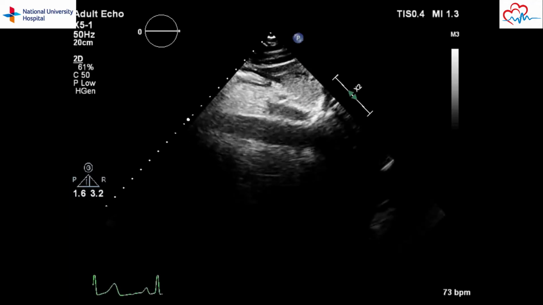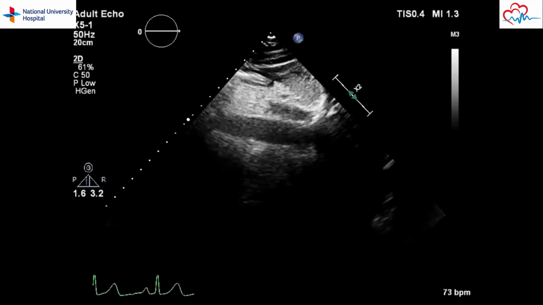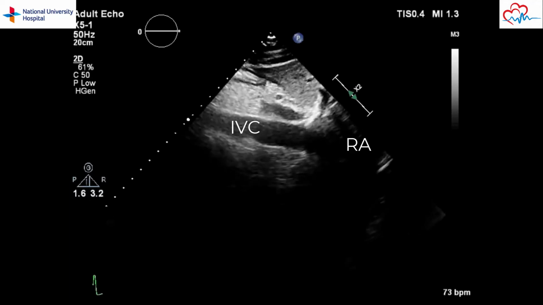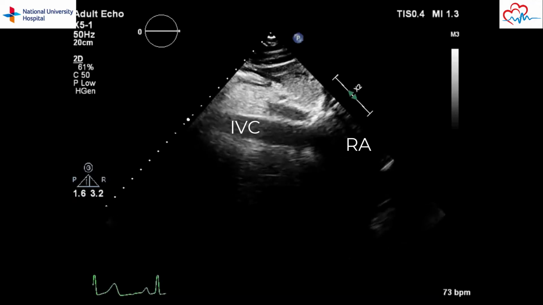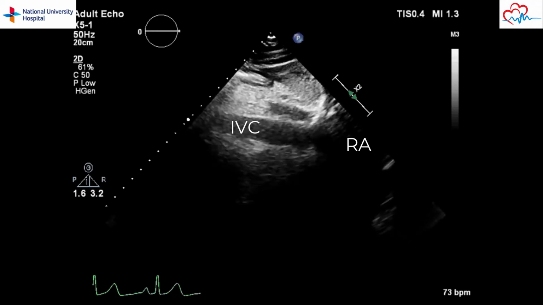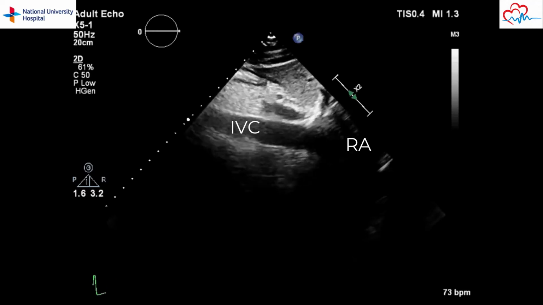Finally, we look at the inferior vena cava. The IVC diameter is measured from the SC long axis view, with the patient in the supine position. This measurement should be made 1 to 2 cm proximal to the junction of the IVC and right atrium.